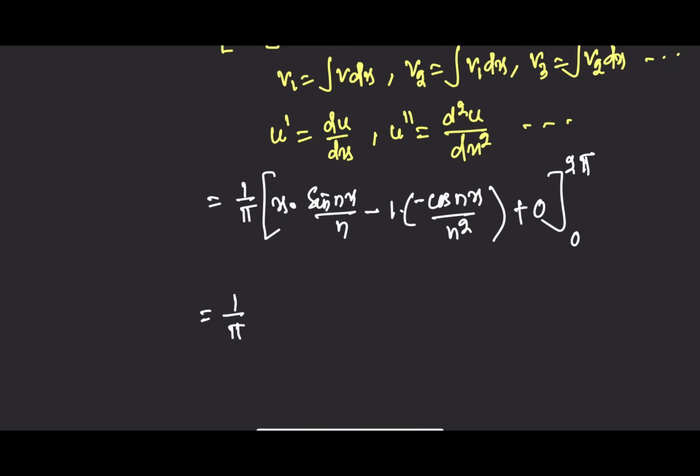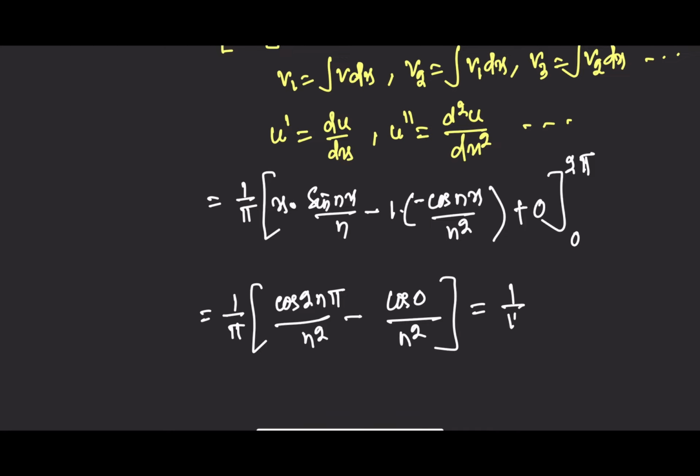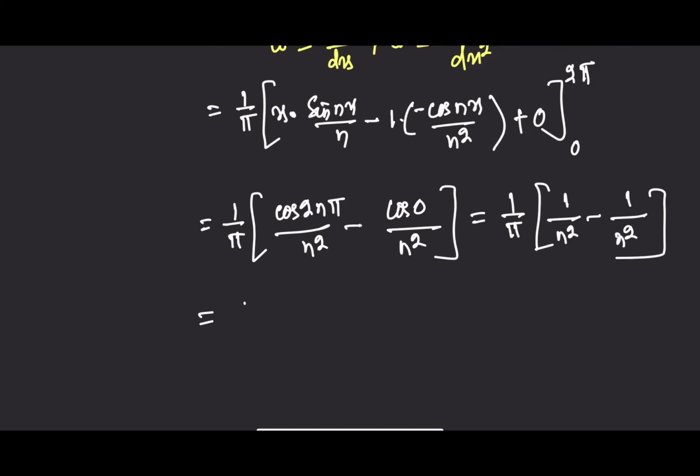Equals to, you can see the first term becomes 0 after putting the upper limit and lower limit. You can check it by yourself. And the second term becomes cos 2n pi is 1. So 1 by n square minus cos 0 is 1. So 1 by n square. Okay. This becomes 0. So an is 0. Okay.